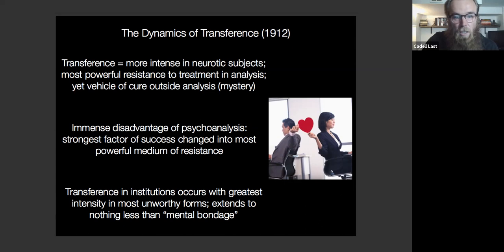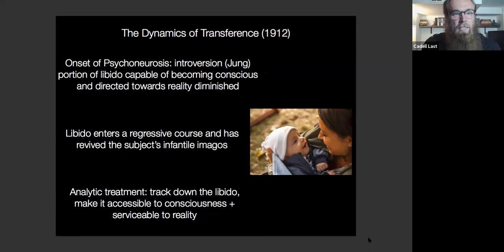So he goes on to say, and this is what will connect it to the next paper, that the onset of a psychoneurosis is basically, and this is a really important concept introduced by Jung, introversion. And this reflects what I was pointing towards in the first slide, namely that a portion of the libido capable of becoming conscious becomes incapable of becoming conscious, and the direction towards reality is diminished. Namely that basically there's a blockage or a frustration. There's something about the libido that wants to be expressed, and it can't because of, we'll go into this in the next paper, either internal reasons, external reasons, and some other developmental reasons as well.